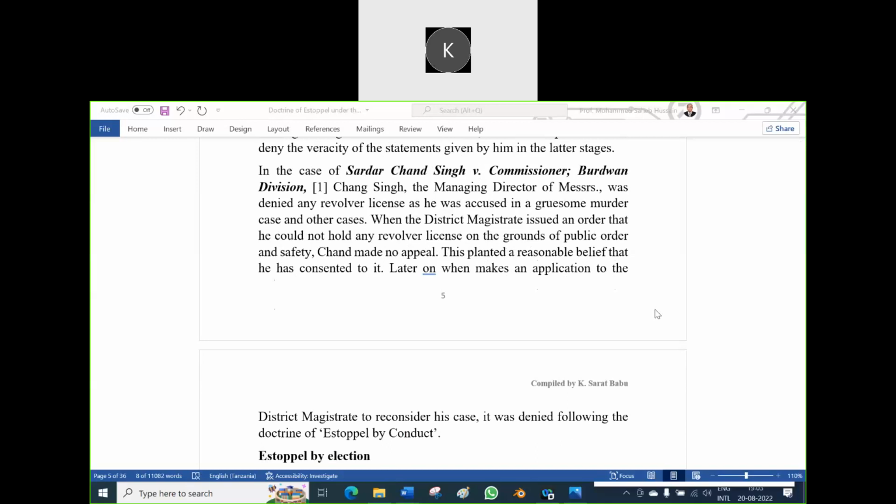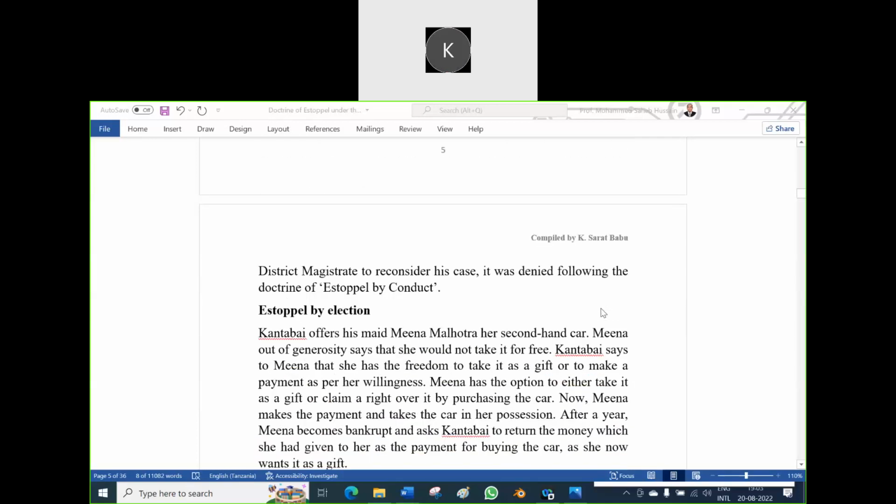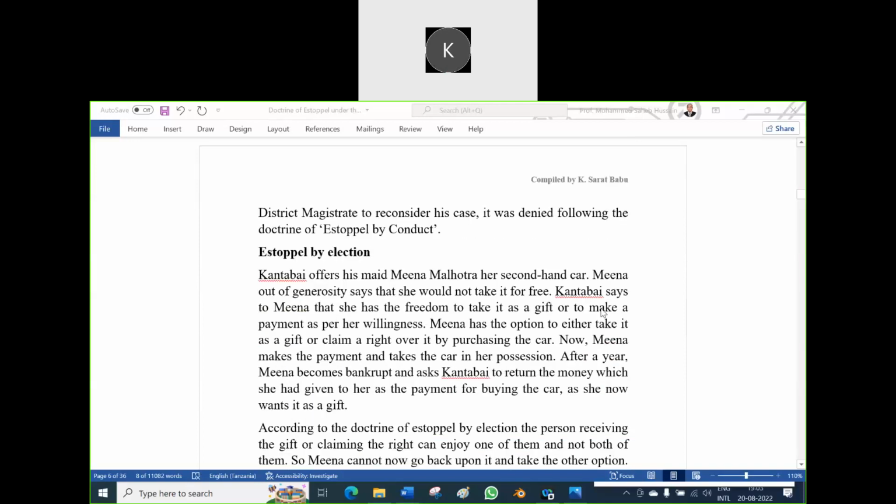Later on, when he makes an application to the district magistrate to recall the claim, the following doctors are not considered because he has already consented to the order given by the district magistrate. So that is estoppel by conduct.